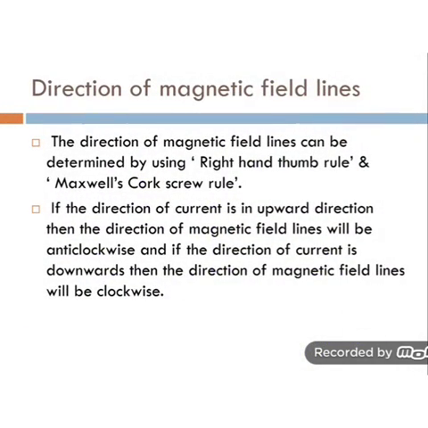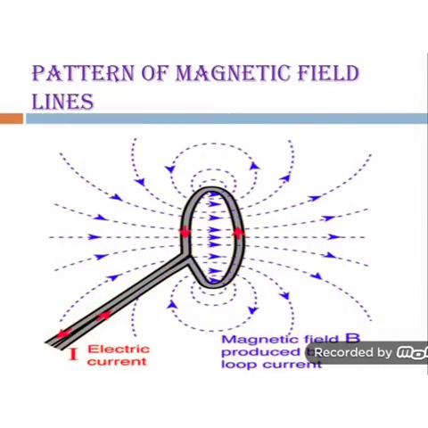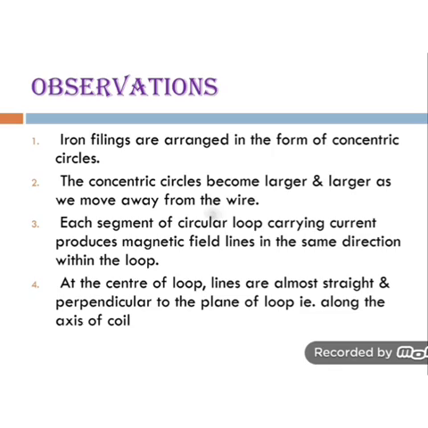As in the case of the straight conductor carrying current, we use two rules to find the direction of the magnetic field. First is the right hand thumb rule, and second is the Maxwell corkscrew rule. The same principle we will use here. That is, if the direction of the current is upward, then the direction of the magnetic field lines will be anti-clockwise, and if the direction of the current is downward, then the direction of the magnetic field lines will be clockwise.